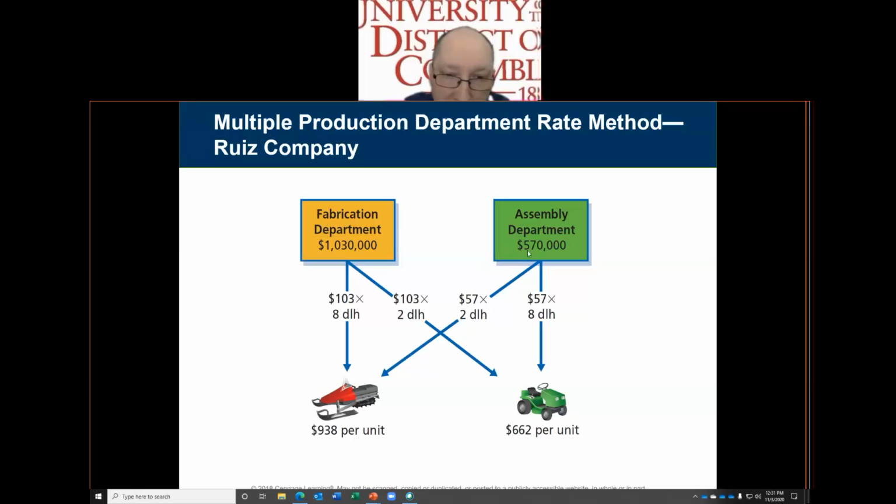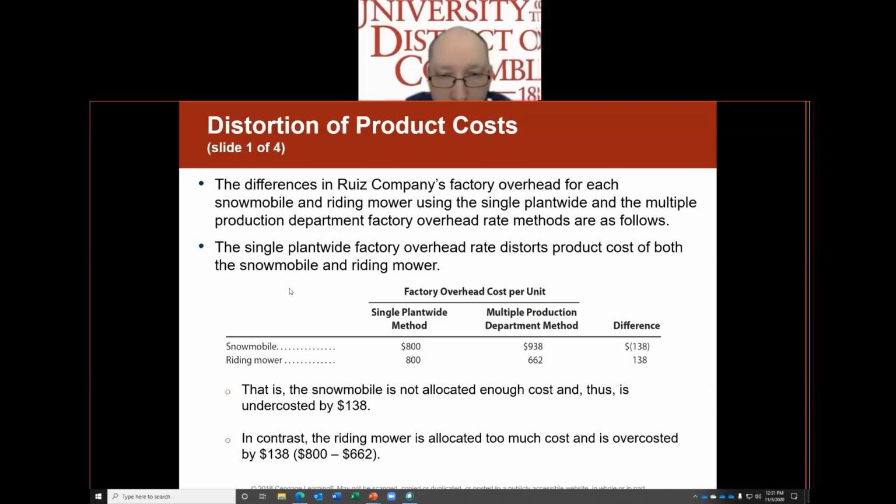And here's how it looks again graphically. Now remember, in the single plant-wide method, we allocated $800 of factory overhead for each snowmobile and each riding lawnmower. In the multi-production department method, it's different for each department, which makes it different for each product. $938 for snowmobiles, $662 for riding lawnmowers.